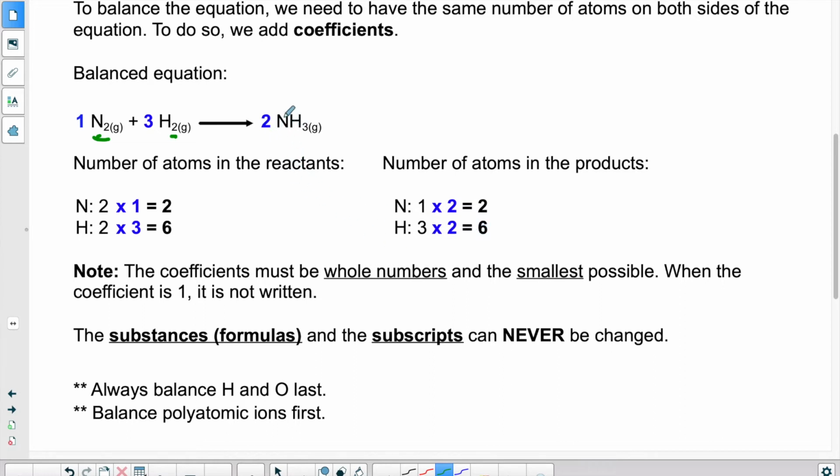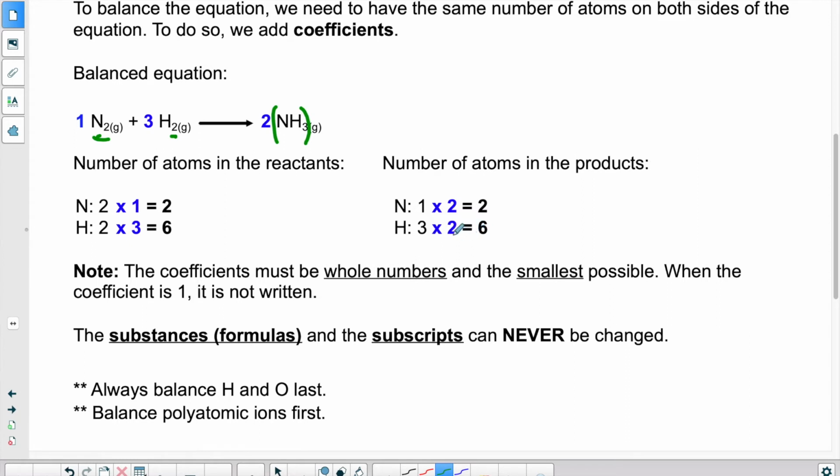You have to see the coefficient as basically something that multiplies the whole molecule. So it's as if you put brackets like this. So it's 2 times N and 2 times 3 H's. So you distribute like you would do in math. Now, if I compare my numbers, I have 2 nitrogens on the reactant side, and 2 nitrogens in total on the product side, 6 hydrogens on the reactant side, 6 hydrogens on the product side.